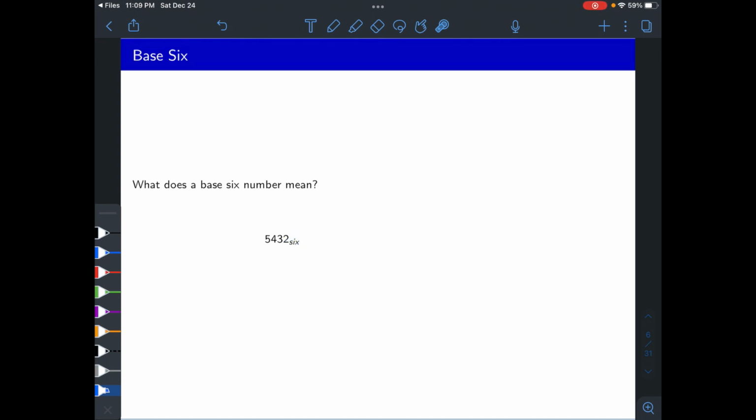It's the same as back when we were doing base 10, except instead of using groups of 10, and our place values increasing by multiplying by 10 every time, we're going to do that with groups of 6 and powers of 6. It's probably more helpful to think of this going right to left. So this means 2 groups of 1, 3 groups of 6, 4 groups of 6 squared, and 5 groups of 6 cubed.